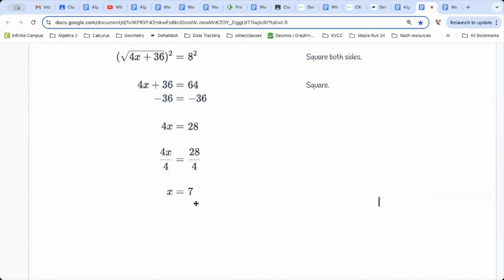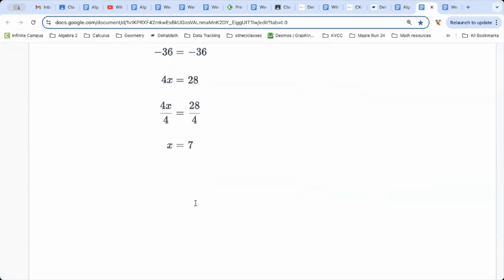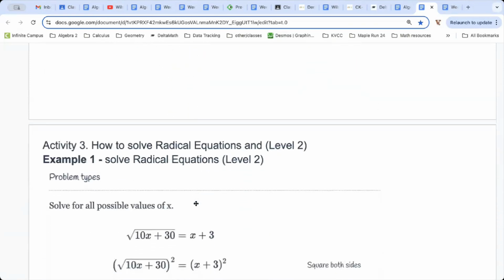So you will be doing a couple of level 1 problems just like that, and they are completely doable. Now, next, we want to look at some level 2 problems.